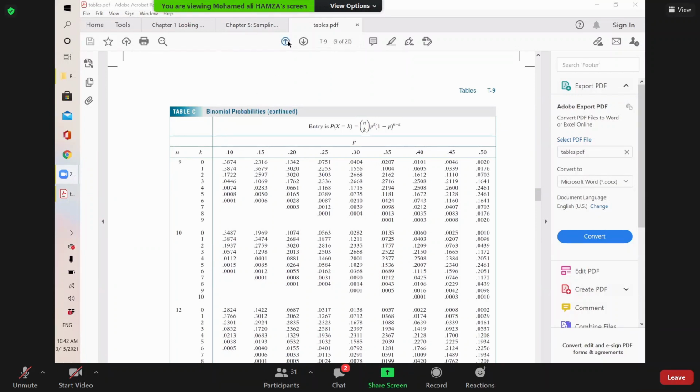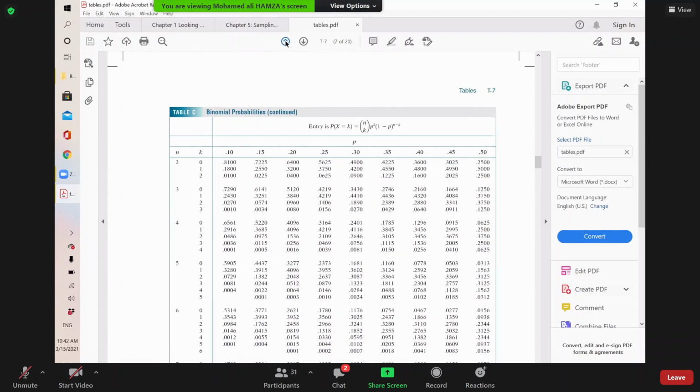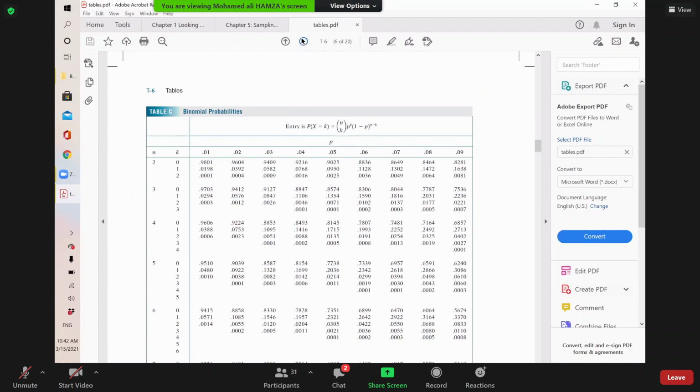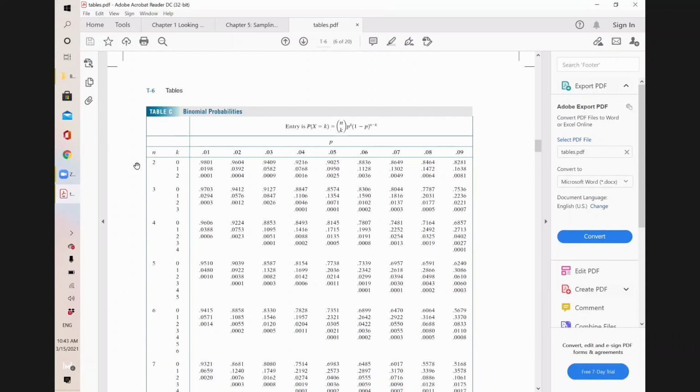Binomial probability, this is in Table C. Table C is all related to binomial probability, where in some situations it gives us the binomial probability one by one. When n equals 2, we have possible values for k of 0, 1, 2; for n equals 3, and n equals 4, and so on. Of course it cannot give me all the values, only for some particular p. Here, this is the value of p.